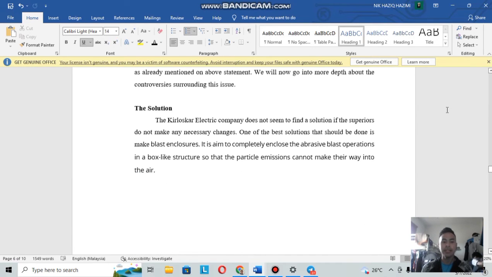So the last is about the solution. The Kirloskar Electric Company does not seem to find a solution if the superiors do not make any necessary change. So one of the best solutions that should be done is to make a plus enclosure.